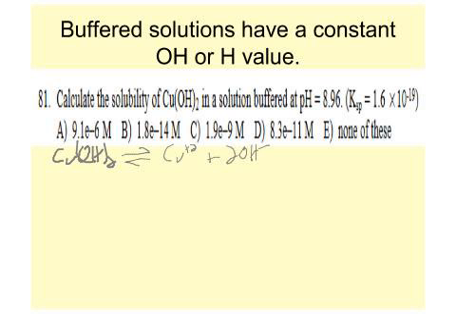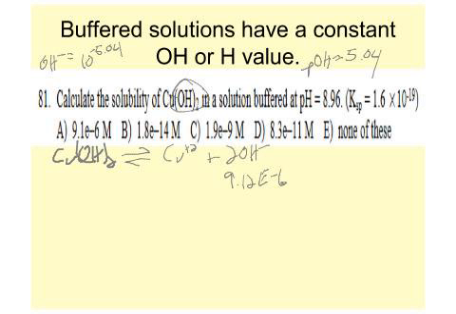If the pH is buffered at 8.96, that means that pOH, because I want hydroxide ions, is 14 minus 8.96, which is 5.04, which means my hydroxide ion concentration is 10 to the negative 5.04. So second log negative 5.04, the answer is 9.12 e negative 6. So that means my initial concentration of hydroxide ion is 9.12 e negative 6.